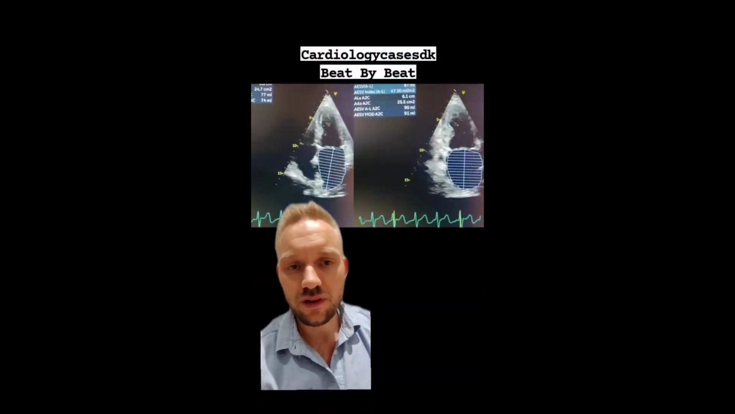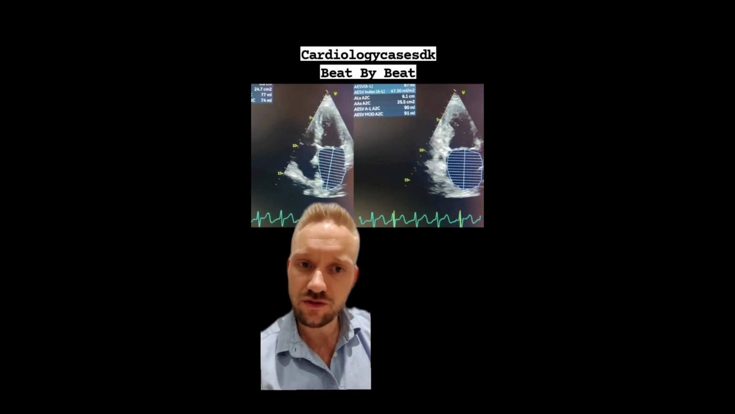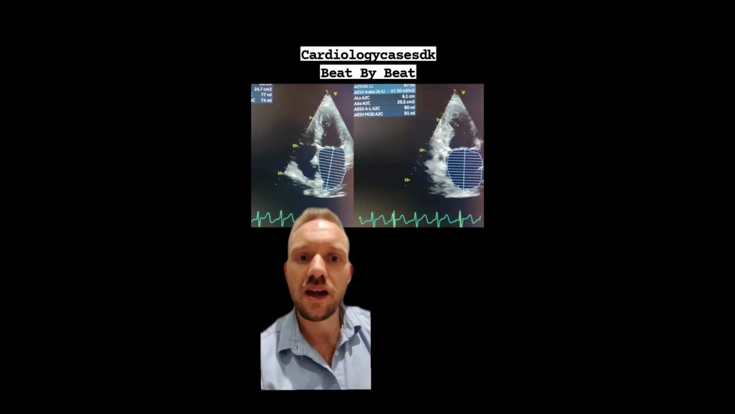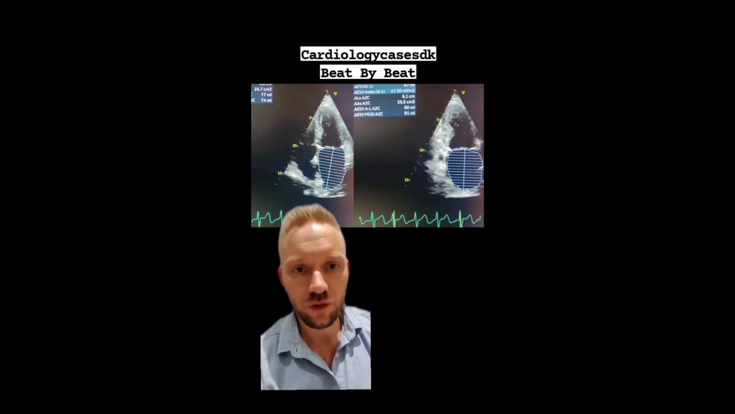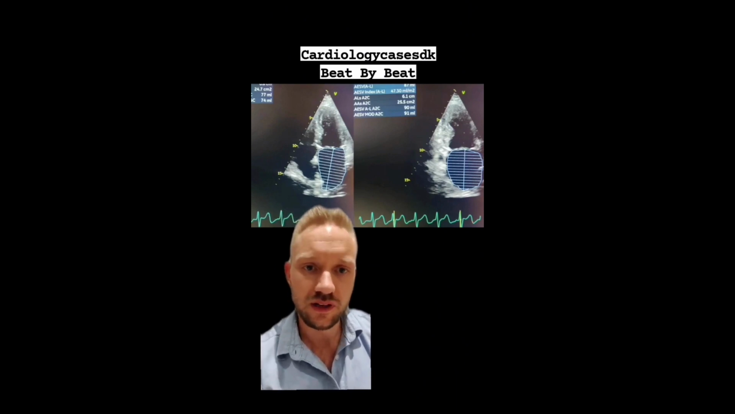If you have doubts about the size of the left atrium, you can trace it, and if it is above 44 milliliters per square meter, it is severely enlarged, as in this case where it is 47 milliliters per square meter.